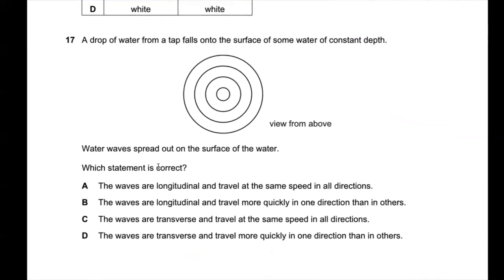A drop of water from a tap falls onto the surface of some water of constant depth. Water waves spread out on the surface of water. Which statement is correct? So water waves are definitely not longitudinal. They are transverse and travel at the same speed in all directions, or they travel more quickly in one direction than in the others. The answer is they travel with the same speed in all directions, which is why the spacing is the same. Otherwise, the spacing would be more somewhere and less someplace else.